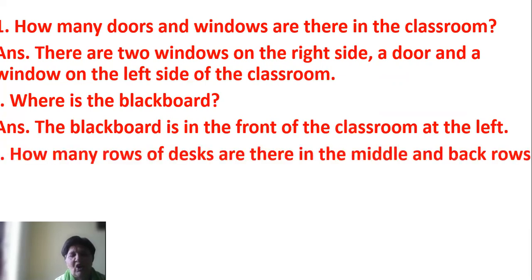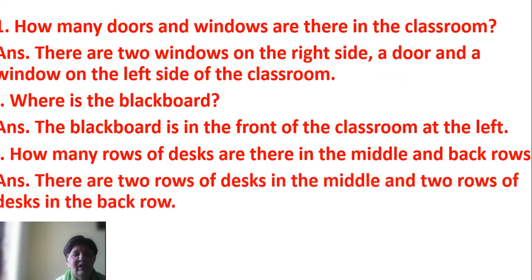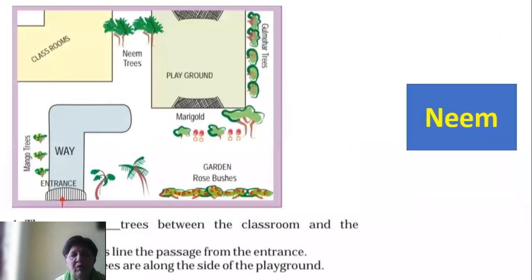Yes, children. How many rows of desks are there in the middle and back rows? There were 2 rows of desks in the middle and 2 rows of desks in the back row. Then you can see one more chart here. Classrooms, playground, you can see the school, full school there, entrance of the school. Then you have to answer the questions.